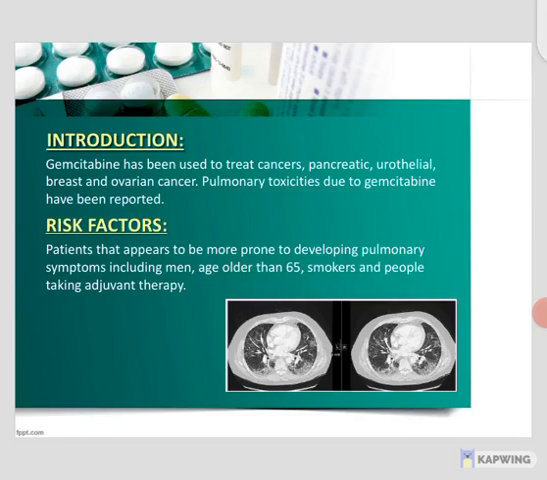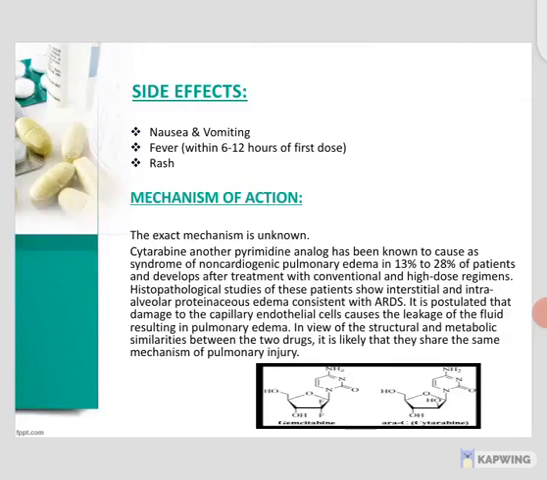Patients that appear to be more prone to developing pulmonary symptoms include men, those older than 65, smokers and people taking adjuvant therapy. Side effects: the following are common, occurring in more than 30% of patients taking gemcitabine: nausea and vomiting, fever within 6 to 12 hours of the first dose, and rashes. Myelosuppression is the most common dose-limiting toxicity.